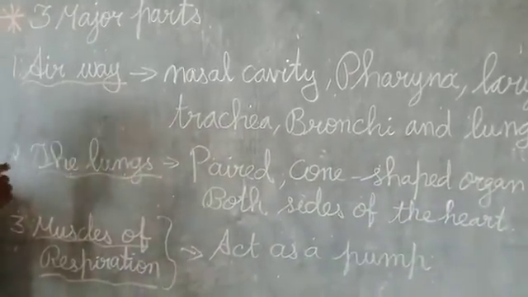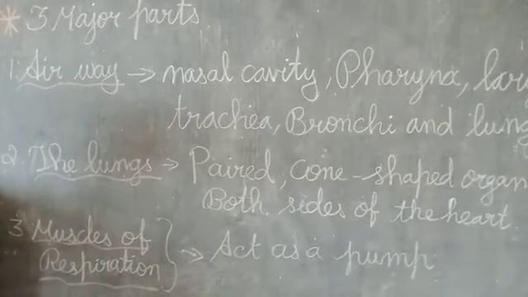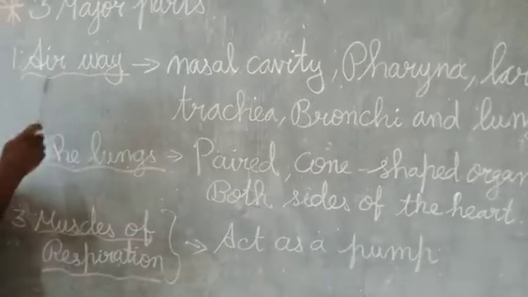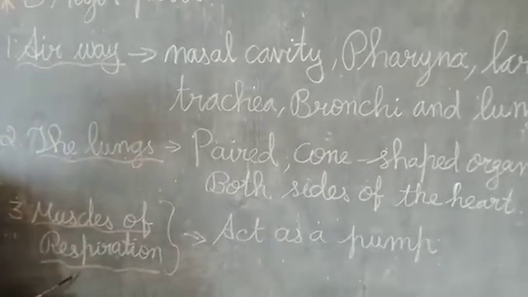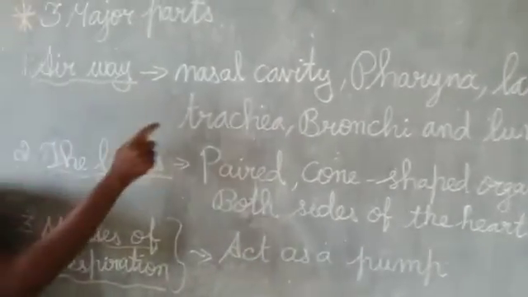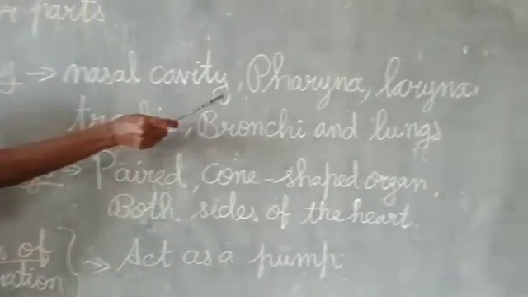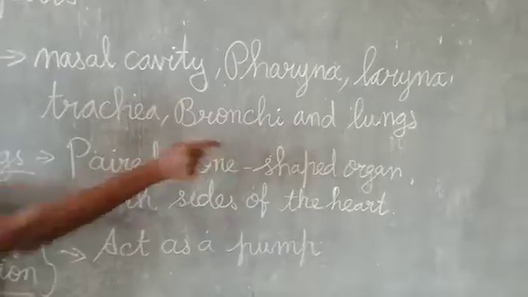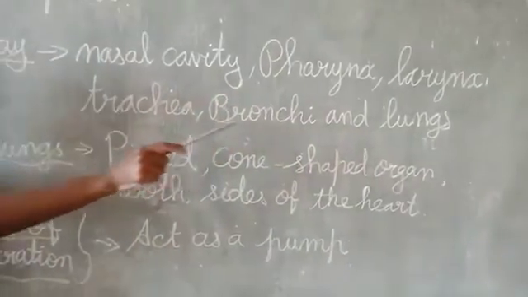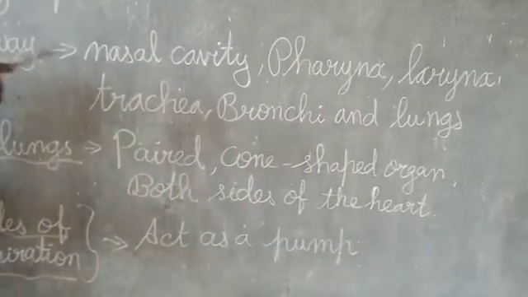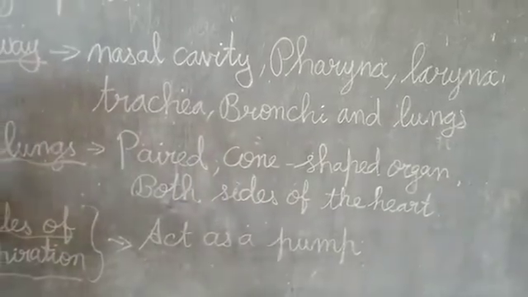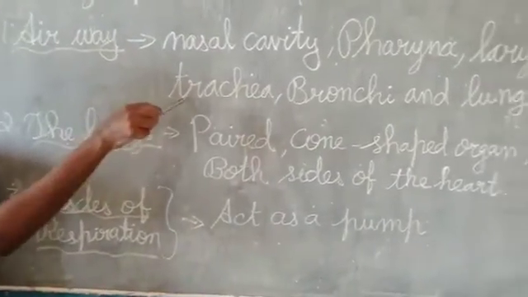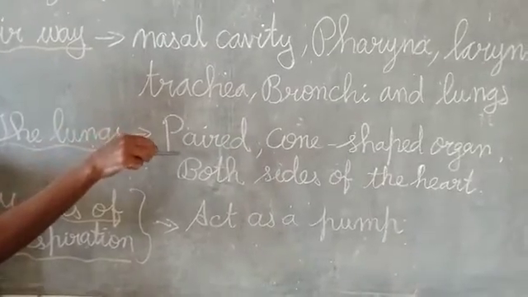Okay, now I have shown the pictures and told the parts of the lungs. I told the three major parts: airway, the lungs and muscles of respiration. The airway includes nasal cavity, pharynx, larynx, trachea and bronchi. These are all the entrance parts of the airway. In this part only the air goes inside the lungs. The second part, the lungs, is where the oxygen comes inside.